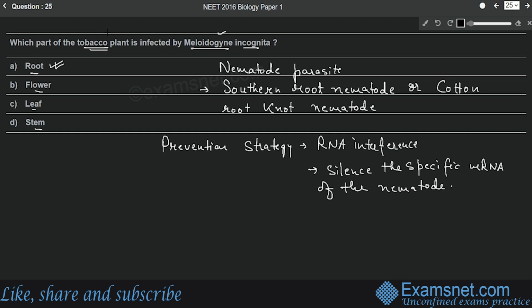That is, basically it prevents the translation of mRNA of the nematode. Due to this, it is unable to survive in the transgenic host plant and the plant is protected from this parasite. Okay, so I hope you understood this question.